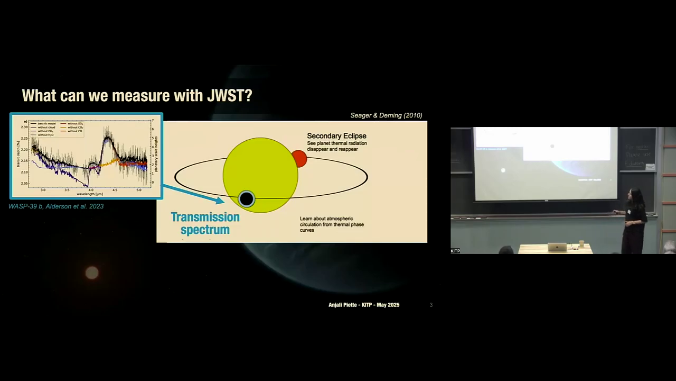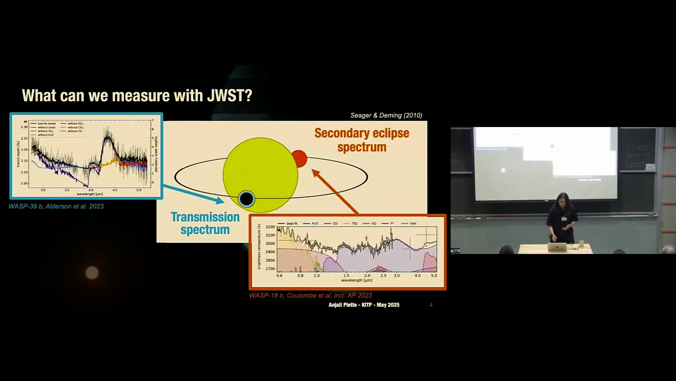So here, this is an example of WASP-39b, and we can see a nice CO2 feature, and a little bump from SO2 as well, which was the first time that SO2 was found in an exoplanet atmosphere. So that's really exciting, and several planets, many planets even, have been observed in that way.